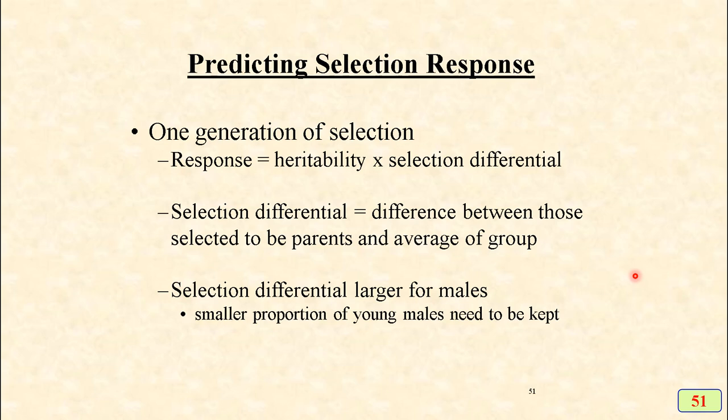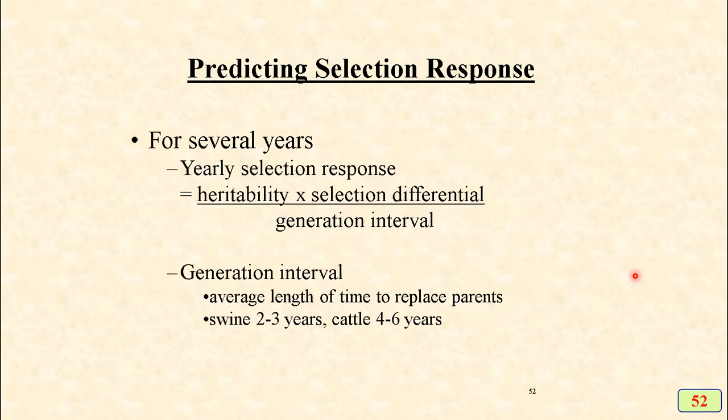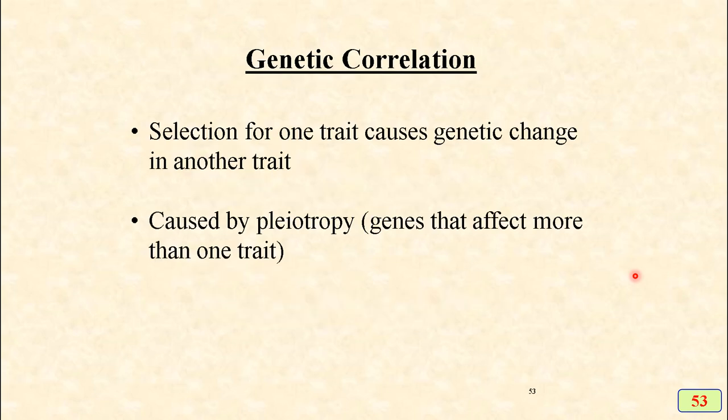So this is also important for predicting selection response over several years, and it depends on the generation interval. Usually it takes a long term. For example, in swine it takes 2 to 3 years. In cattle it takes 4 to 6 years. It's not an easy job. So it can be calculated as heritability times selection differential divided by the generation interval.